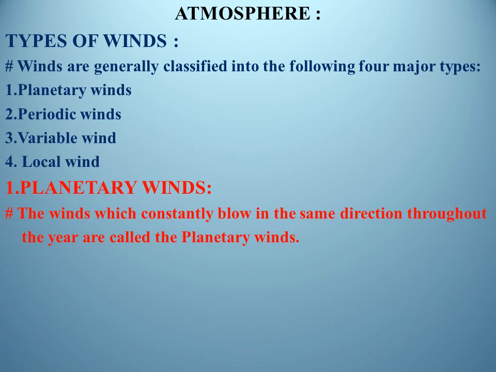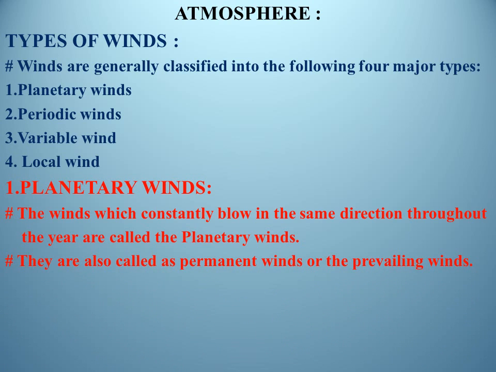The winds which constantly blow in the same direction throughout the year are called planetary winds. They are also called permanent winds or prevailing winds. These winds include the trade winds, westerlies, and polar easterlies. There are three types of planetary winds, that is trade winds, westerlies, and polar easterlies. Further we are going to learn about these three.